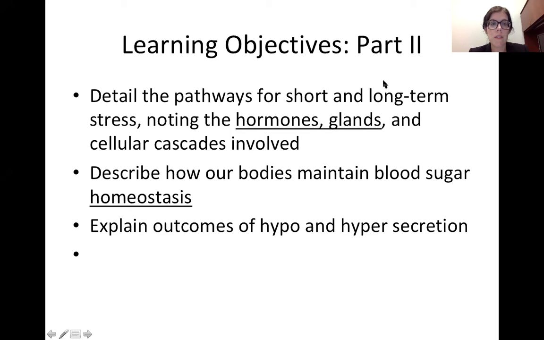Welcome to part 2. So our learning objectives for part 2 are to detail the pathways for short and long-term stress, noting the hormones, glands, and cellular cascades involved, and to describe how our bodies maintain blood sugar homeostasis. And then for each of those systems, explain the outcomes of hypo or hyper secretion, when we make too little or too much.